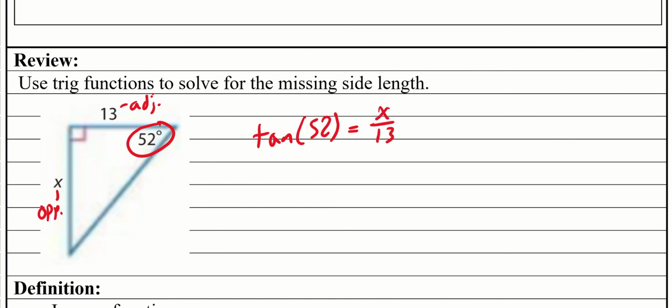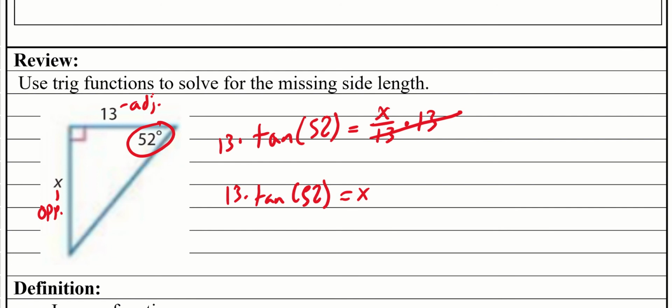Okay, and then one of the other things we mentioned is that before you start plugging things into your calculator, I would always try to get x by itself. So in this problem, since we have a divided by 13 on the bottom, to get rid of that, I want to multiply by 13 on both sides. And remember, when I do that on the right side, they just cancel out, so I don't need to overthink that. I just get x. And on the left side, I have 13 times tangent of 52.